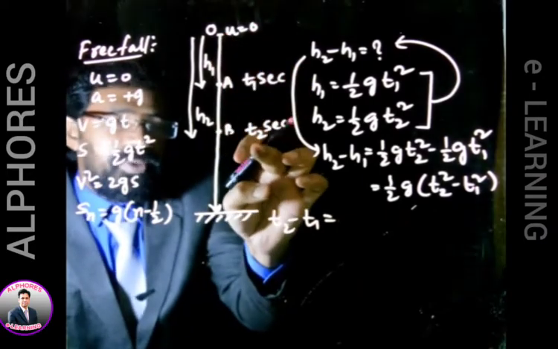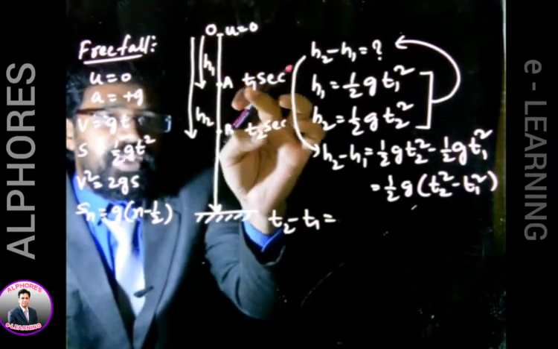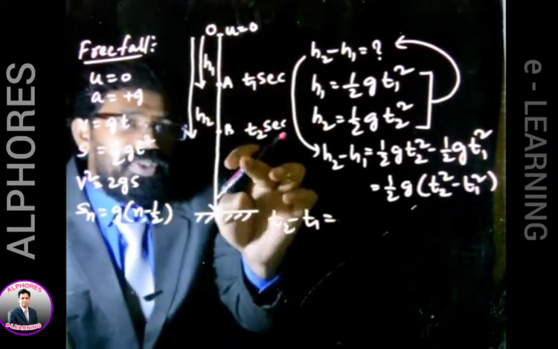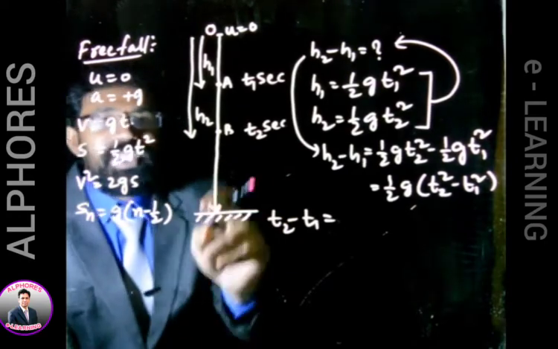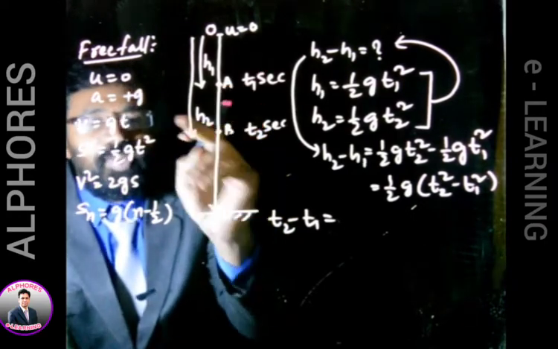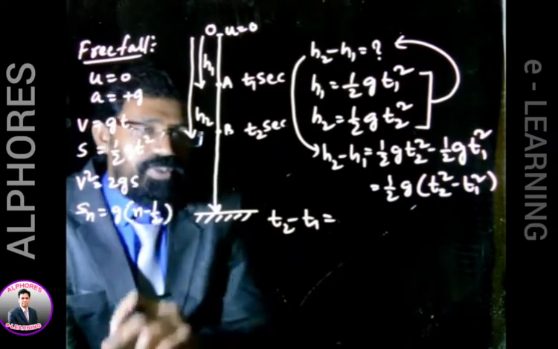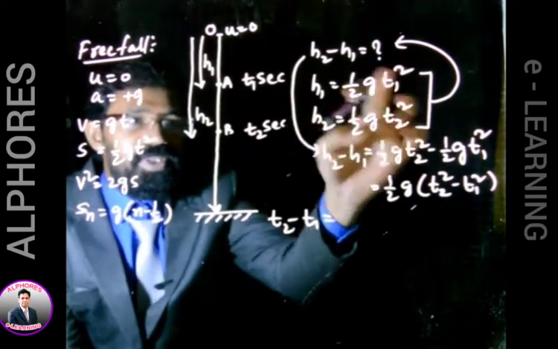From O to B, how much time has it taken? T2. From O to A, how much time has it taken? T1. So T2 minus T1 will give us the time taken by the body to reach from point A to point B. If we are supposed to find this out, the same data can be used.